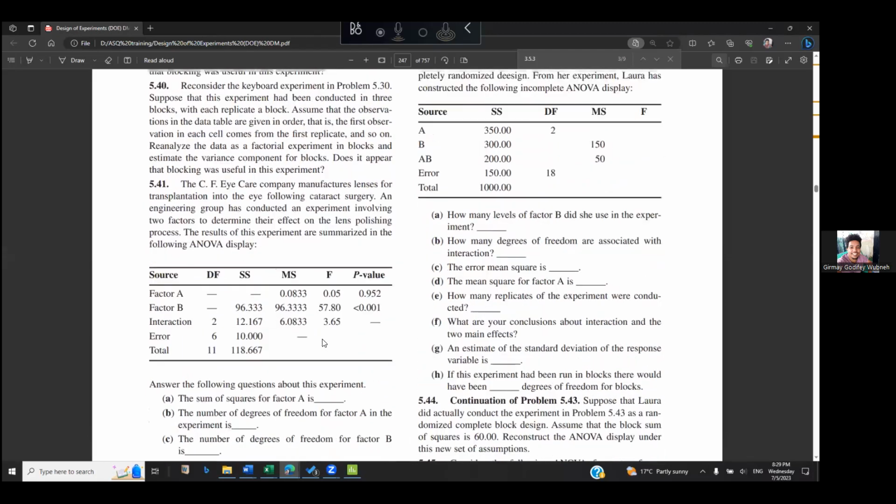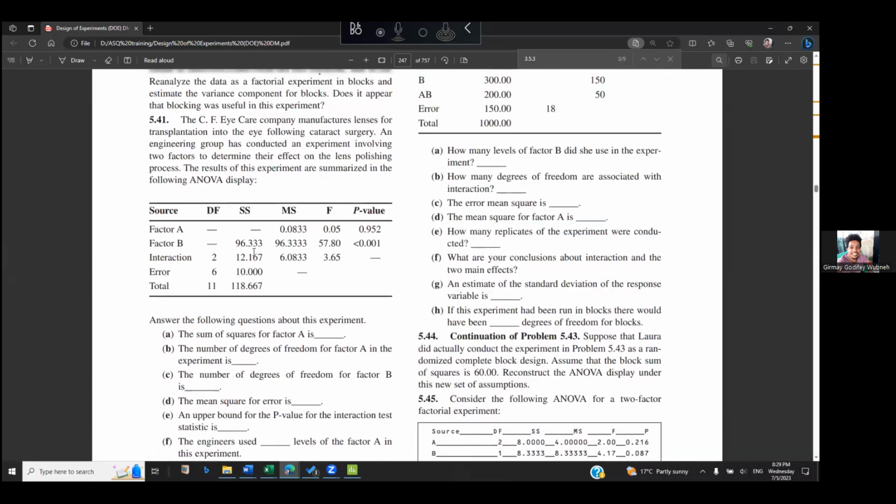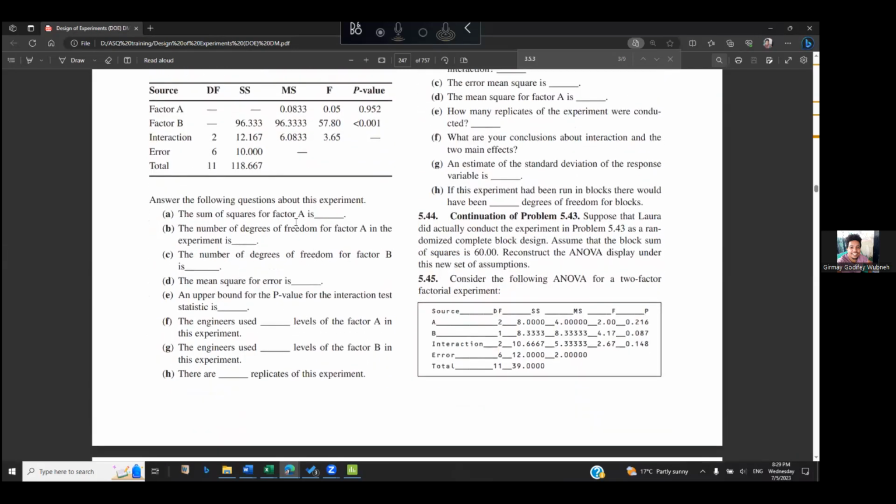The company manufactures lenses for transplantation into the eye following cataract surgery. An engineering group has conducted an experiment involving two factors to determine their effect on the lens polishing process, and the results of the experiment are summarized in the following ANOVA display. The ANOVA result asks for the sum of squares for factor A, the degrees of freedom for A, and the degrees of freedom for B.